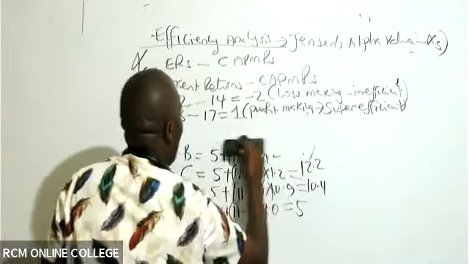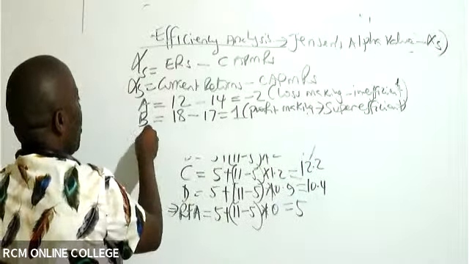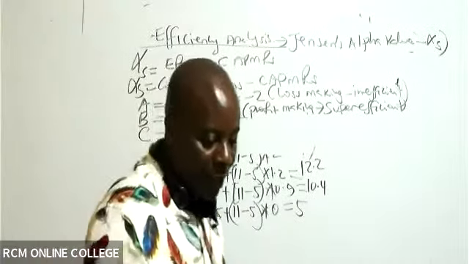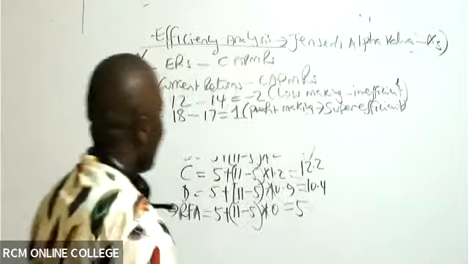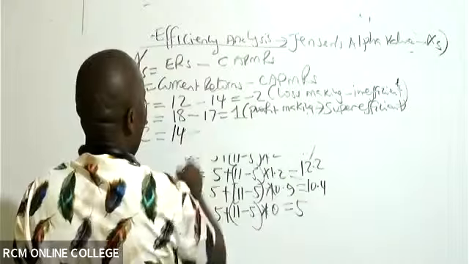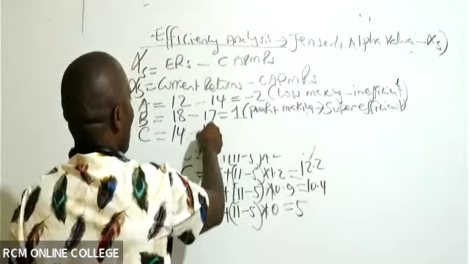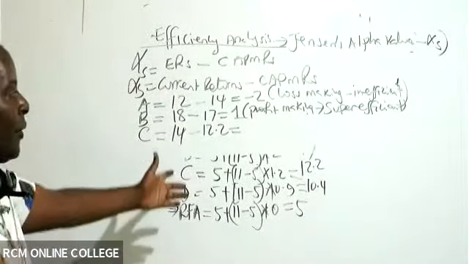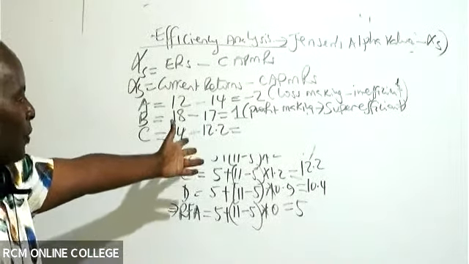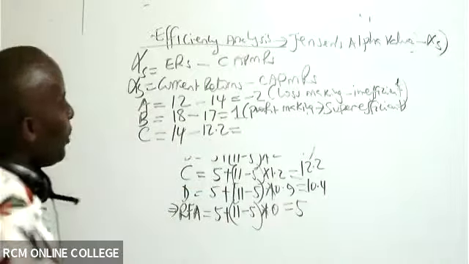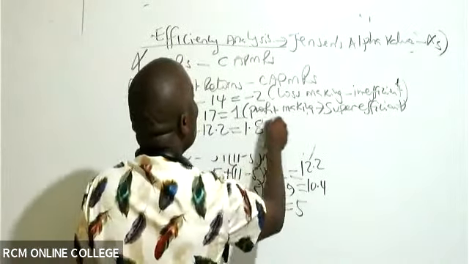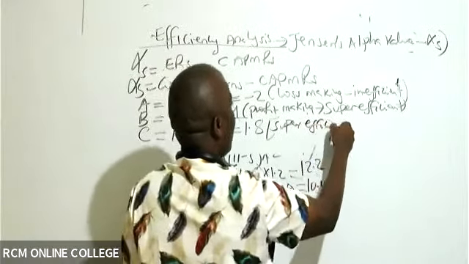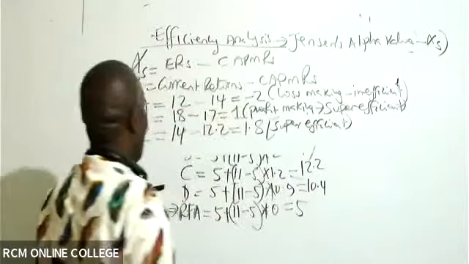So C, ladies and gentlemen, I can see the current returns of C, 14. So we have here 14 minus 12.2. Again, this is super efficient because it is profit generating. So this gives me 1.8, right? 1.8. It is super efficient.